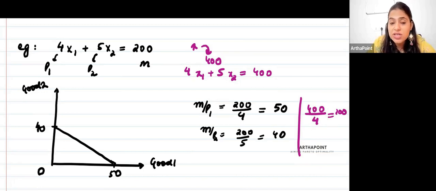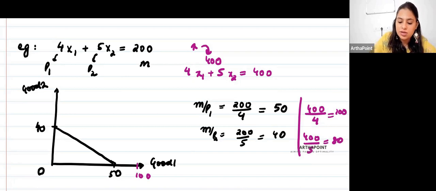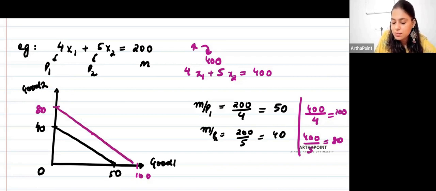What will be your new intercept on the y-axis? Income by price. It will be 80. So here somewhere you have 100. Here somewhere you have 80. You can join that and you will get your new budget line.